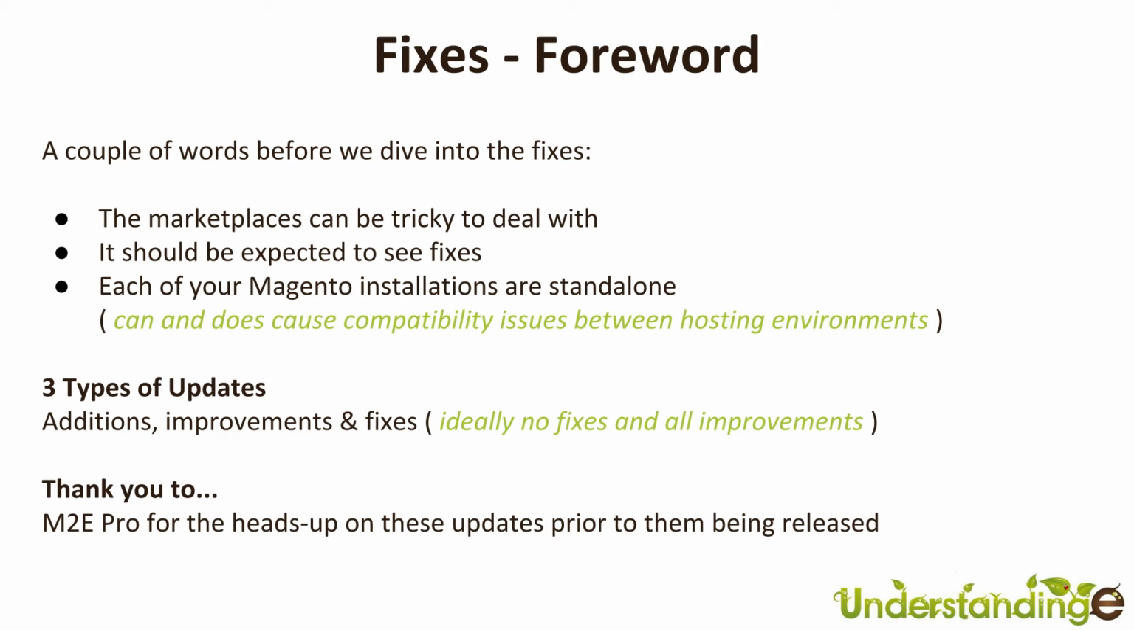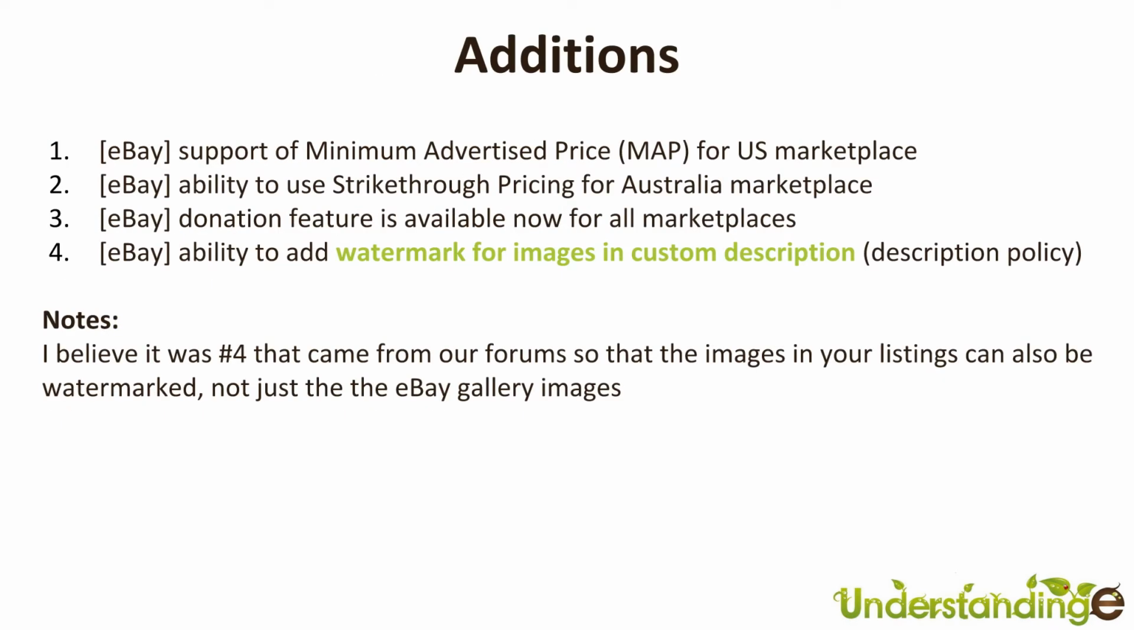Oh, and also there's going to be 3 types of updates which we're going to see. Number 1, we're going to see additions. So ideally we would see 100% of additions, and the second type, which is improvements, and ideally 0 fixes. That would be like the perfect world. But we're not in the perfect world, and we're going to see quite a few fixes in a few moments. And again, big heads up to the M2EPro team for letting us know what these updates were in advance.